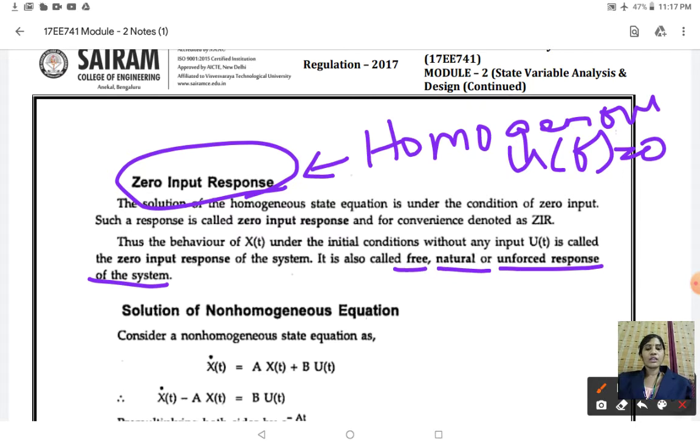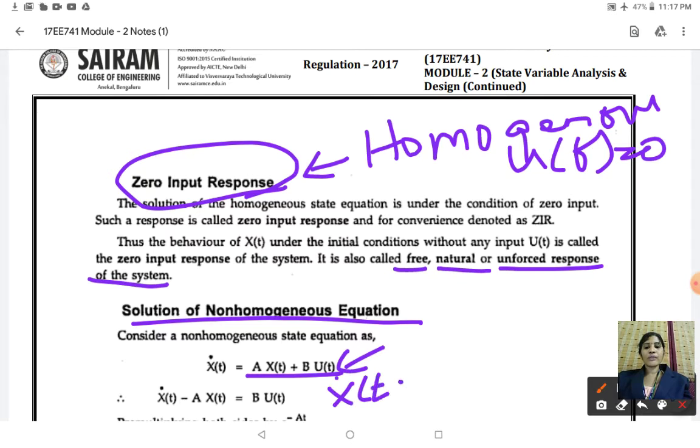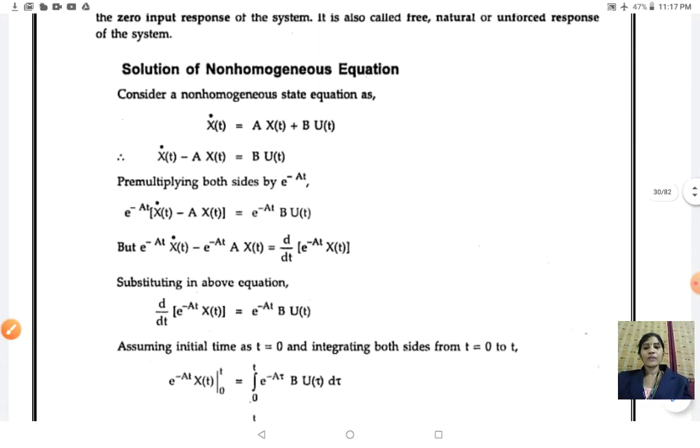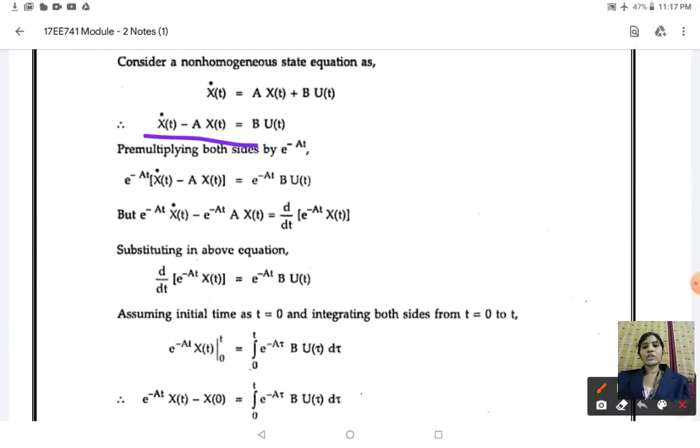Now we will see the solution of the non-homogeneous equation in this class. For this, consider the normal state equation: x dot of t is equal to a x of t plus b u of t. In this, take x of t to one side and u of t on the other side. So you will get x dot of t minus a into x of t is equal to b u of t. Now multiply both sides by e to the power of minus at.